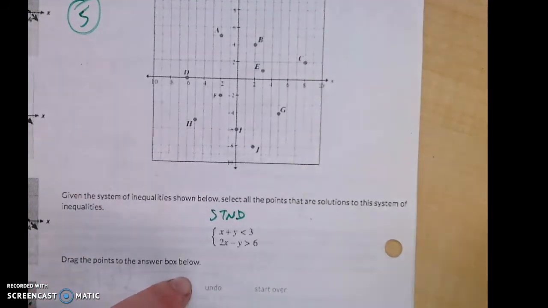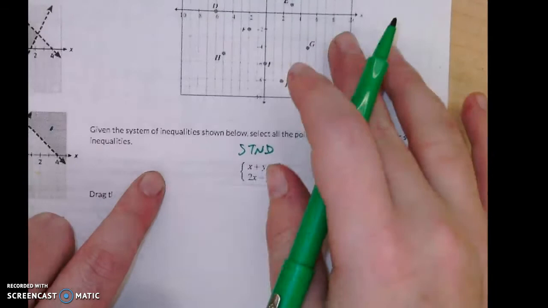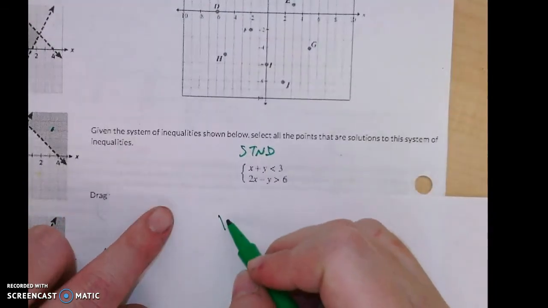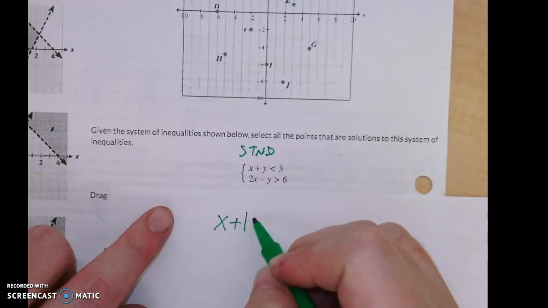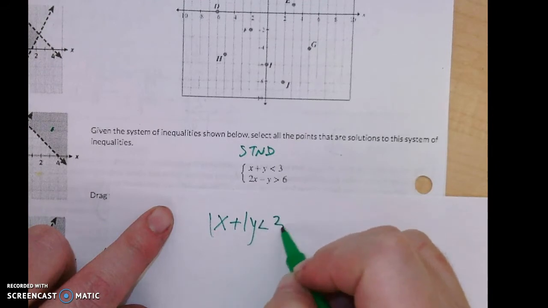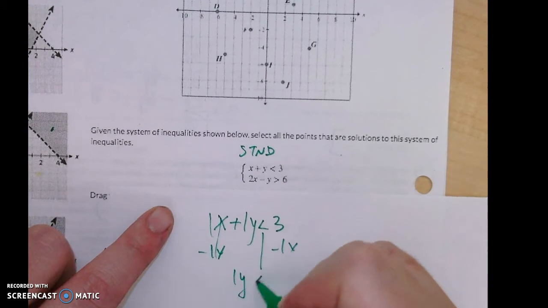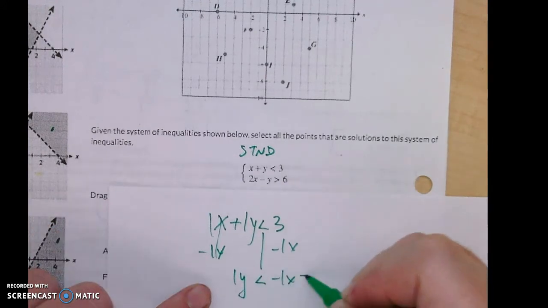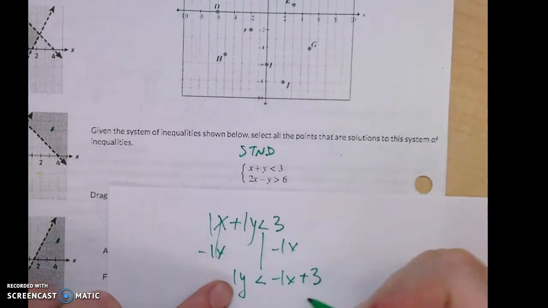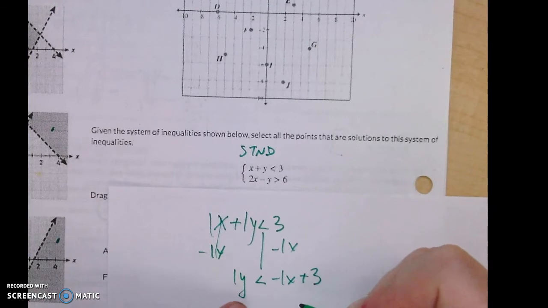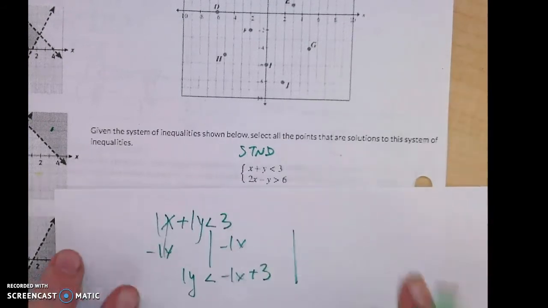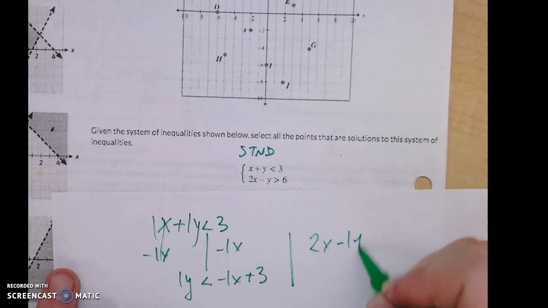So I'm going to go ahead, take my paper. The first one, x plus y, 1x plus 1y is less than 3. Subtract 1x, subtract 1x. 1y is less than negative 1x plus 3. That one is right. So I have negative 1x plus 3. My second equation, 2x minus 1y is greater than 6.